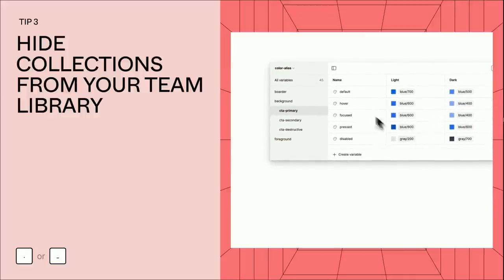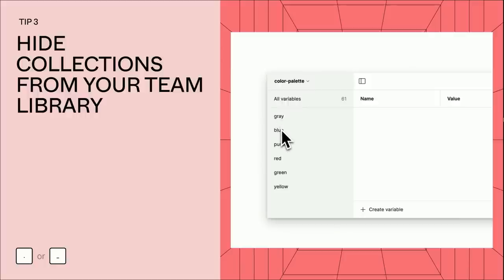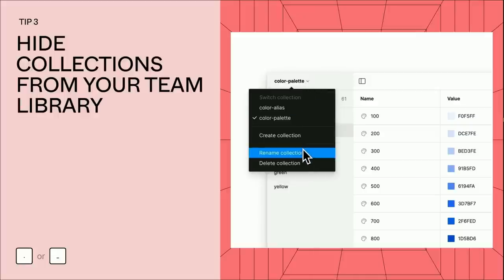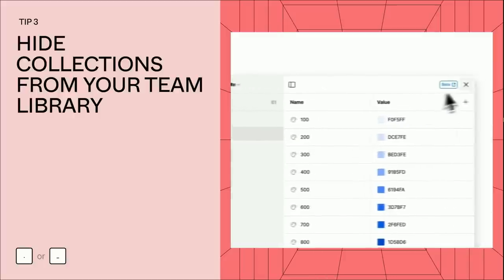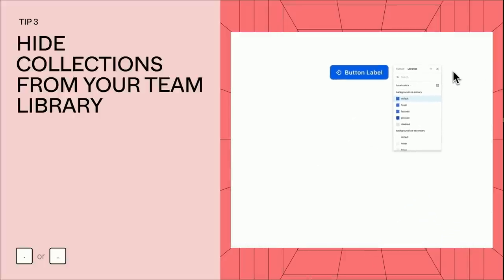If you only want your team to use alias colors as they design, hide the entire palette collection by making it private with the dot or underscore in its name. This will greatly reduce the number of options available in the color menu, making it easier for your team to find the right one as they're designing.